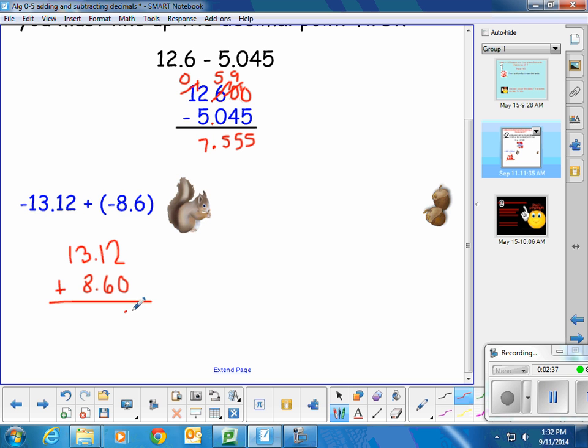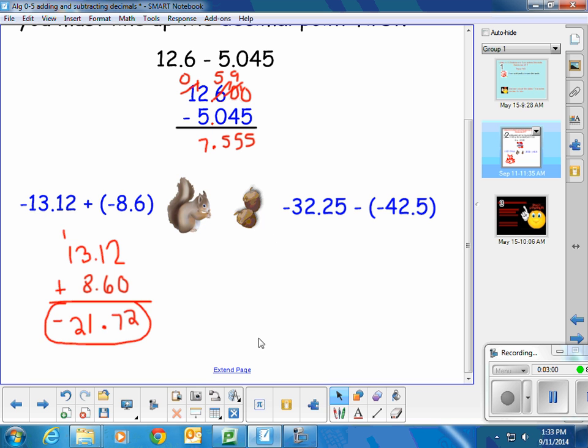2 plus 0 is 2. 6 plus 1 is 7. Decimal point straight down. 8 plus 3 is 11. And 1 plus 1 is 2. And since it was a negative plus a negative, the answer is going to be negative. Negative 21 and 72 hundredths.